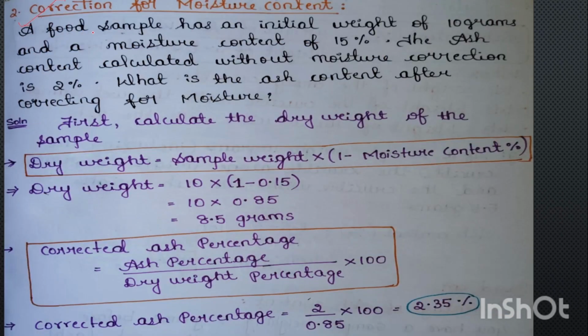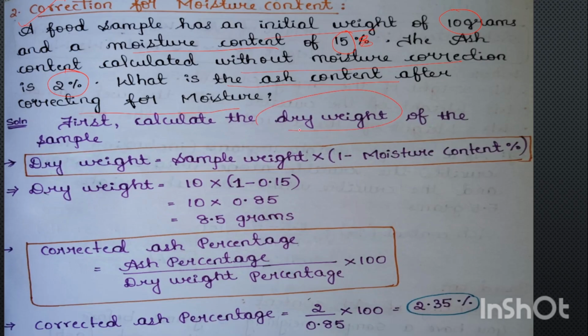Next is the correction for the moisture content. A food sample has the initial weight of 10 grams and the moisture content is 15%. The ash content calculated without moisture correction is 2%. What is the ash content after correcting for moisture?